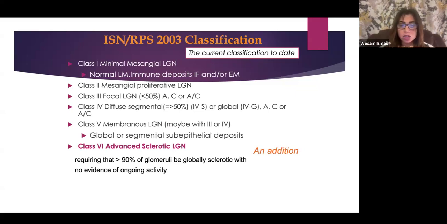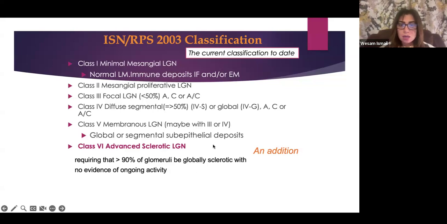We hardly see it, and you hardly see it in biopsies. So we do see patients with more than 80% global sclerosis, but we cannot classify it as class 6 because they do not fit the criteria of class 6, but they are actually class 6. And they could have minimal activity or no activity, but we have no option according to the classification. And because the nephrologists and you guys want a class of lupus, what is the class of this patient? So the option then is that we're going to classify it as 4 with extensive chronicity.